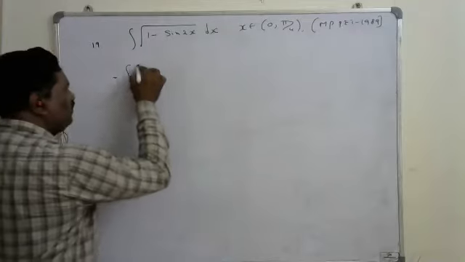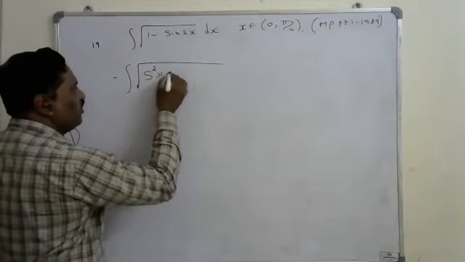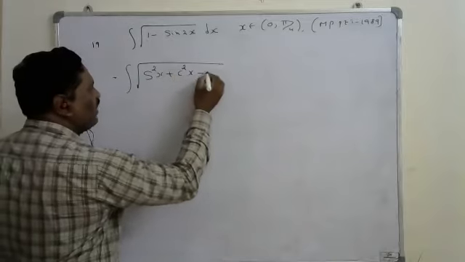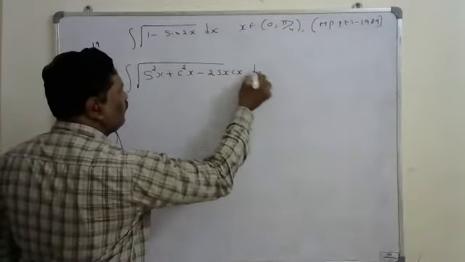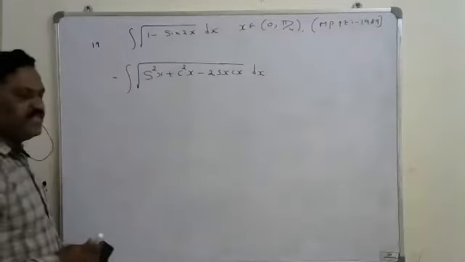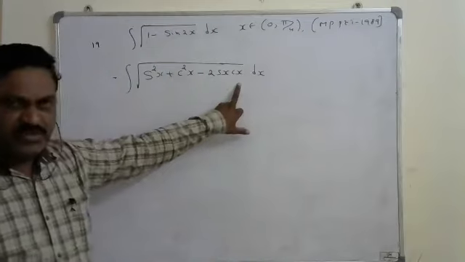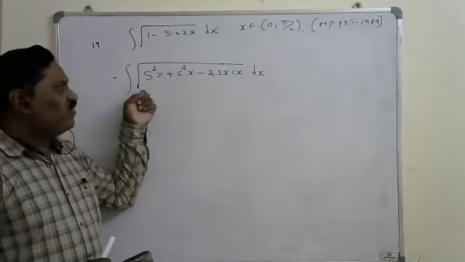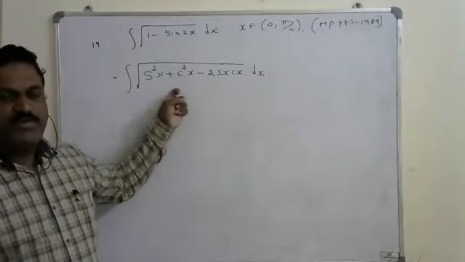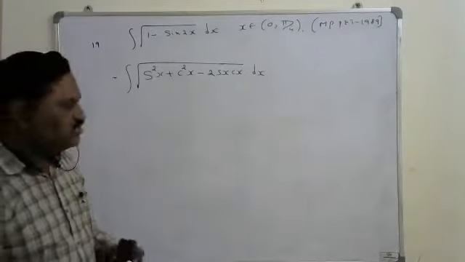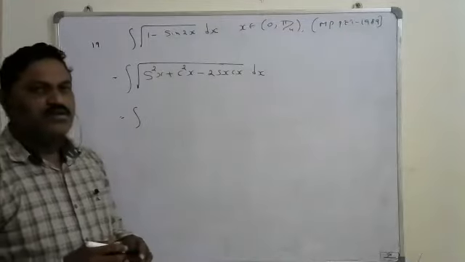So this is root over 1, which I can write as sin square x plus cos square x, minus sin 2x, which you can write as 2 sin x cos x, dx. If you expand like that, this is in the format of a square plus b square minus 2ab. A square plus b square minus 2ab, how do you write this? Sin x minus cos x whole square.